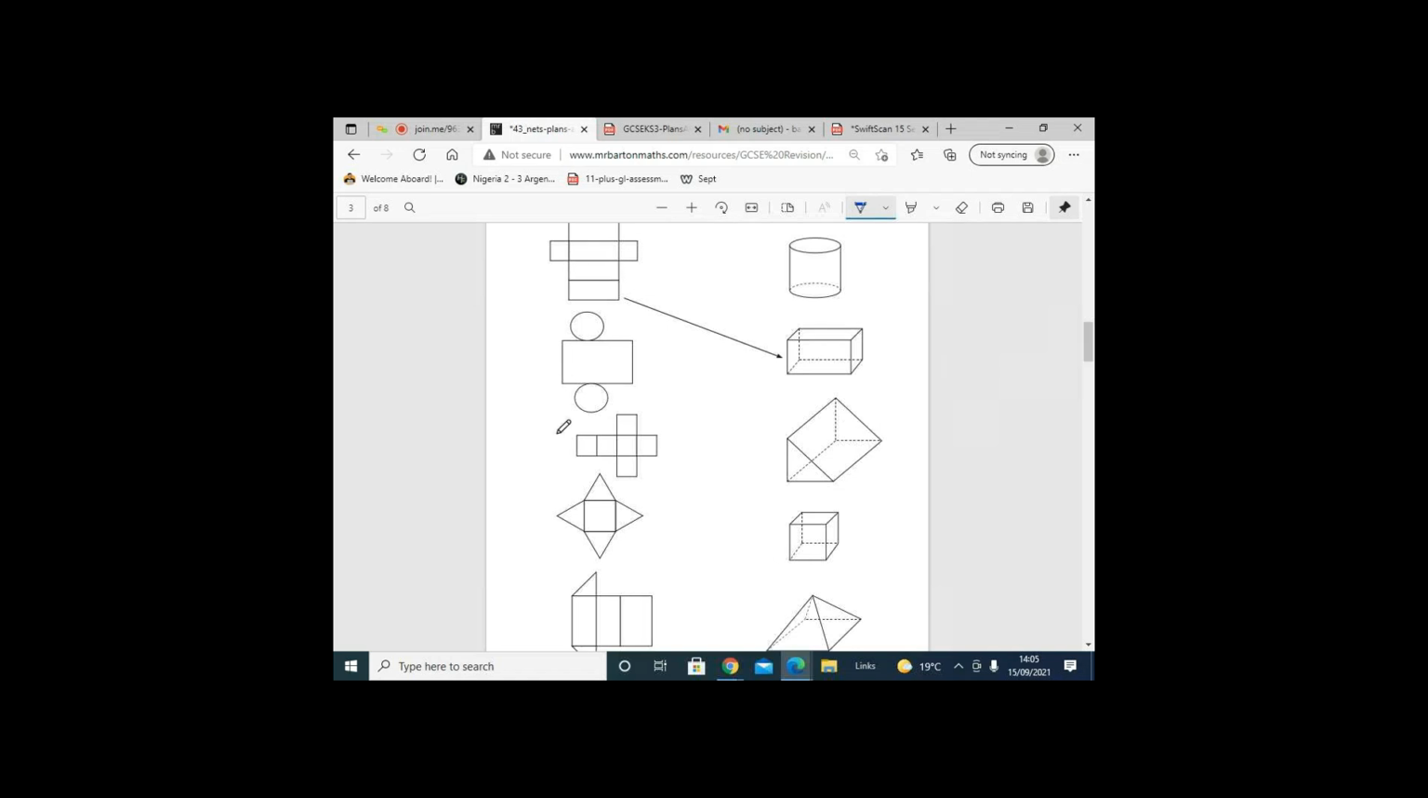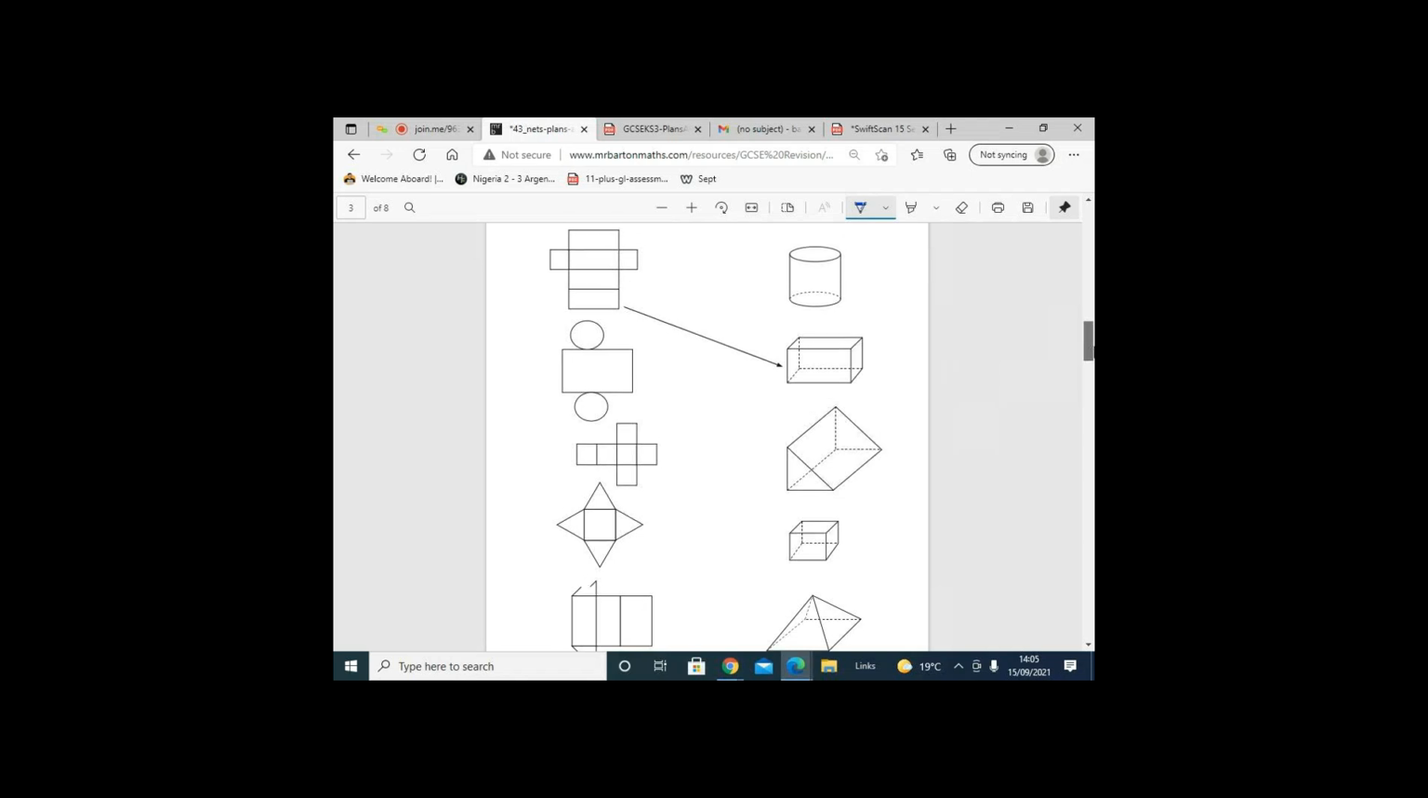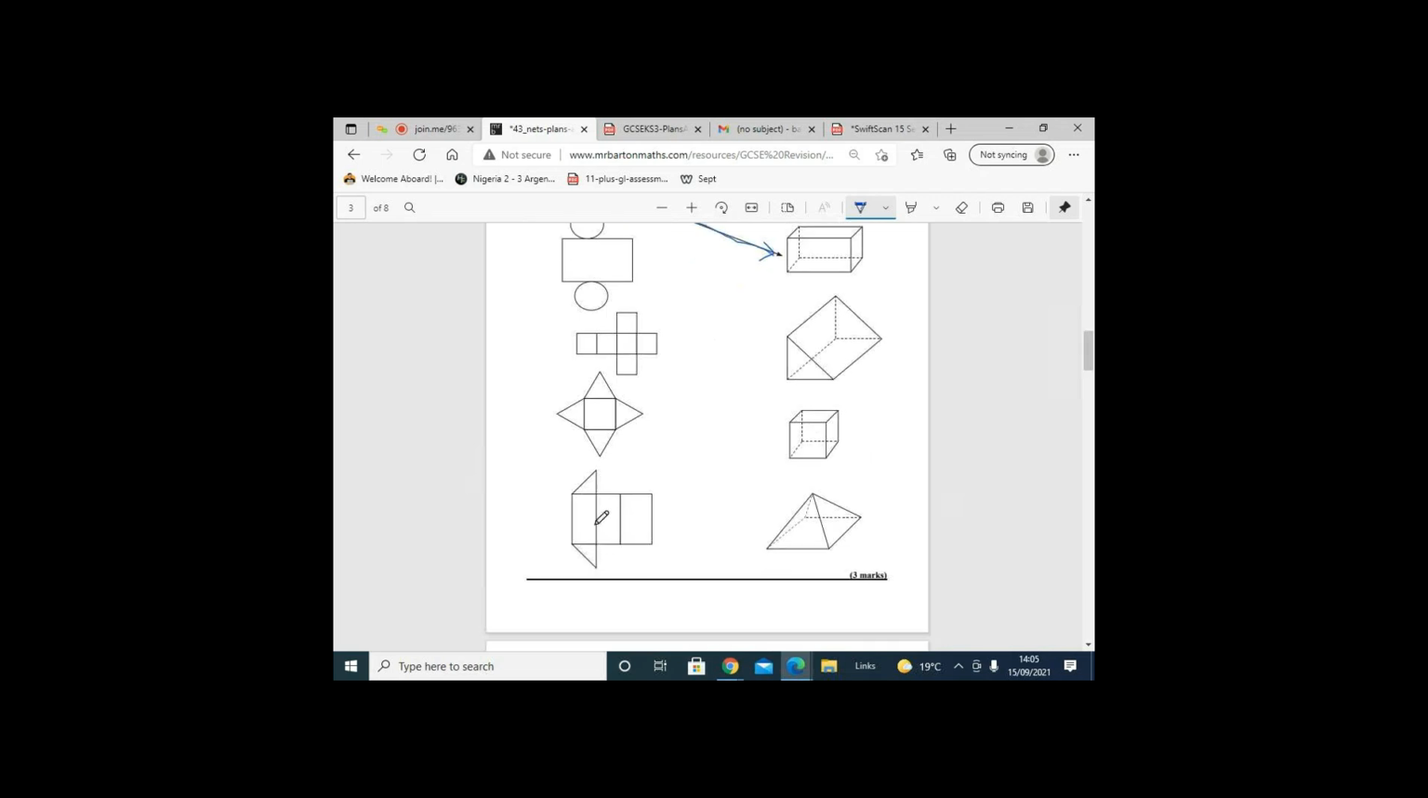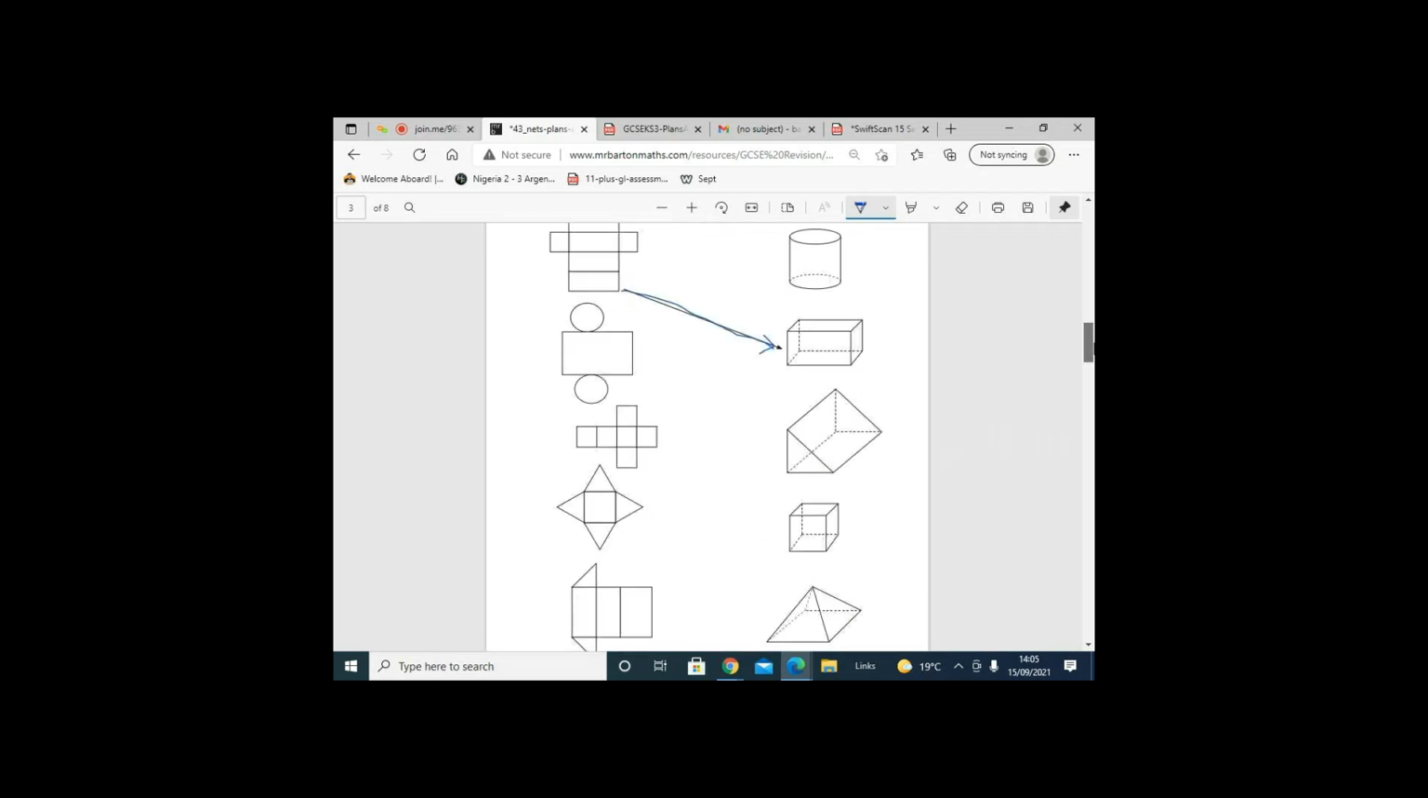Okay, they want to match the net now to the shape. So it's like the other way around. We want to match the net now to the shape. So they have already matched it for us. So here, what's the net for this one? This is the net. What do you think is going to be the shape for this one?